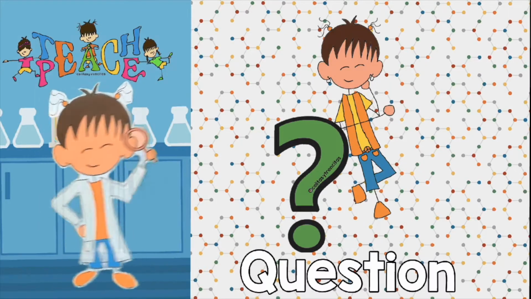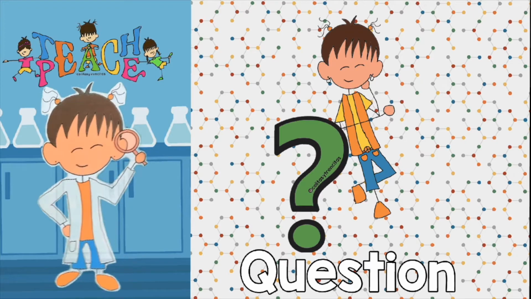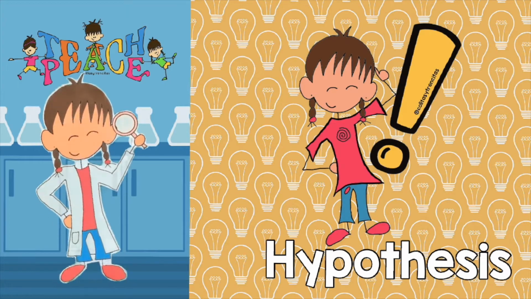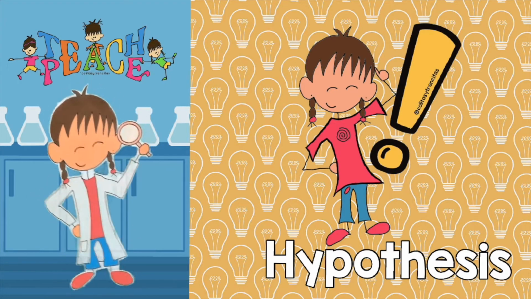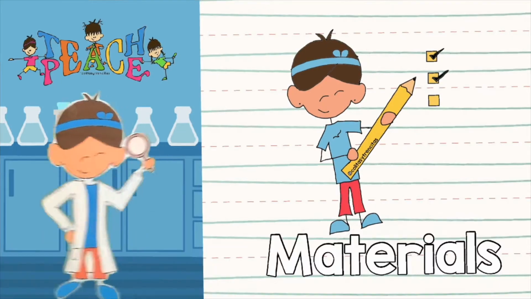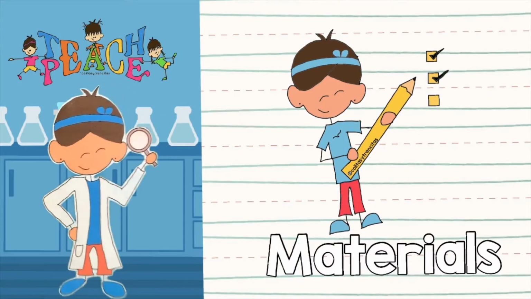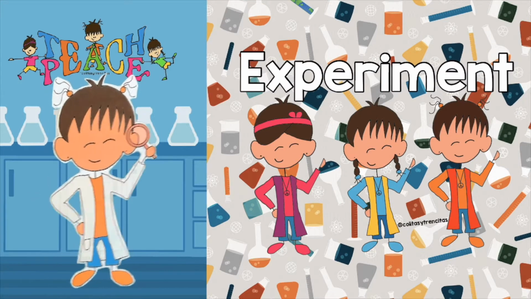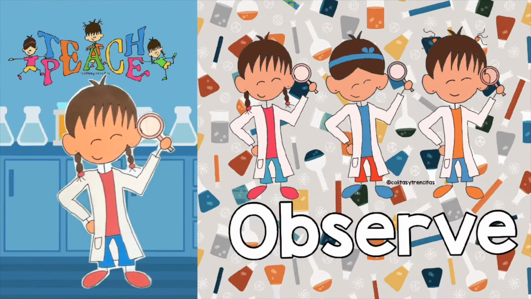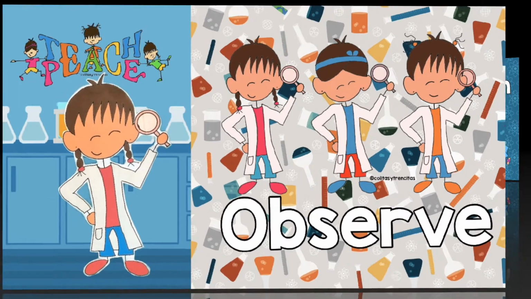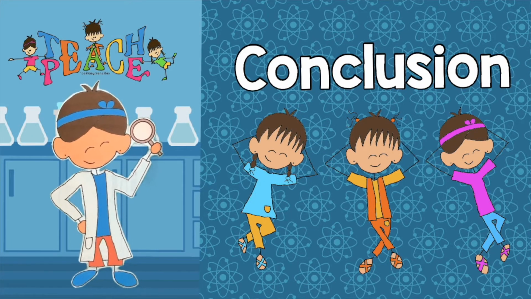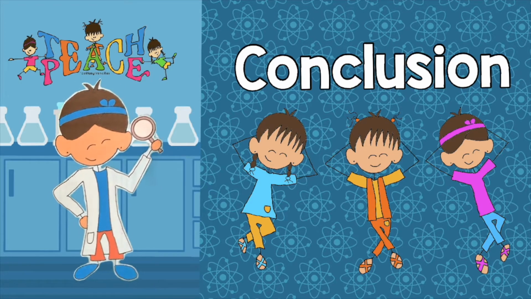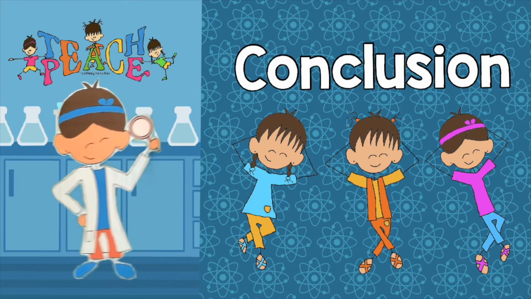Step 1. Question. Ask yourself what you wonder about how and why something works. Step 2. Hypothesis. Based on information you already have, you predict what you think will happen. Step 3. Materials. What do you need for an experiment? Step 4. Experiment. What step will you take to test your hypothesis? Step 5. Observe. What happens during the experiment? Step 6. Conclusion. Based on what you saw happen during the experiment, was your hypothesis correct or incorrect? What did you learn from it?